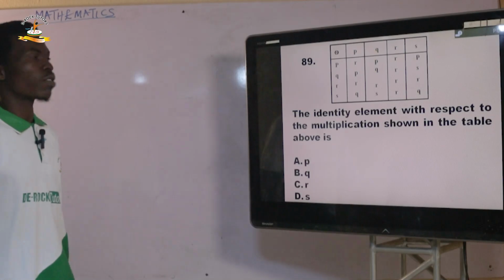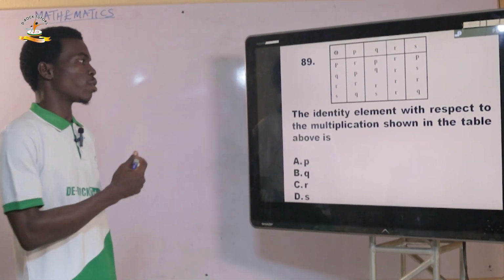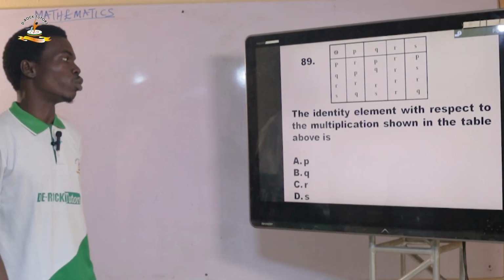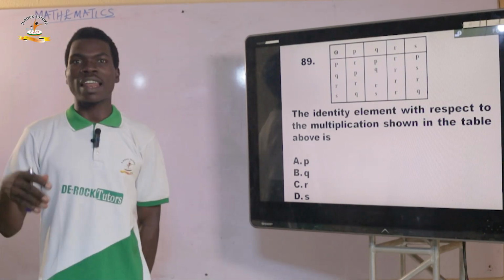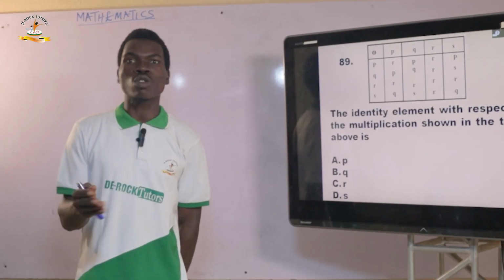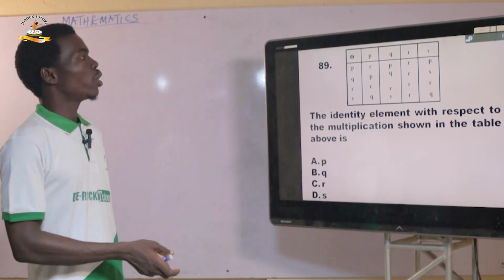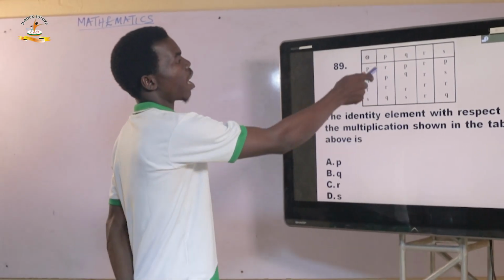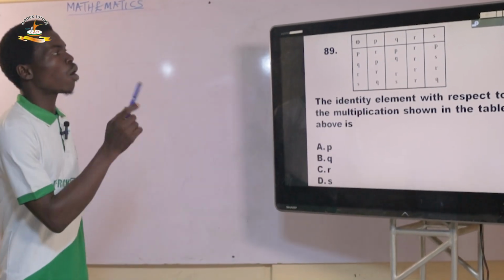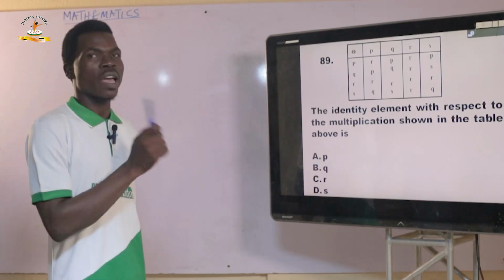Alright, so our next question is question 89, and we have a table given to us, and the question says we should find the identity element with respect to the multiplication table shown above. What is an identity element? An identity element is an element whose outcome does not depend on the previous operation performed. If you look at this table, on P we have different outcomes, on Q we have different outcomes, on R all the outcomes are R. On S we have different outcomes.